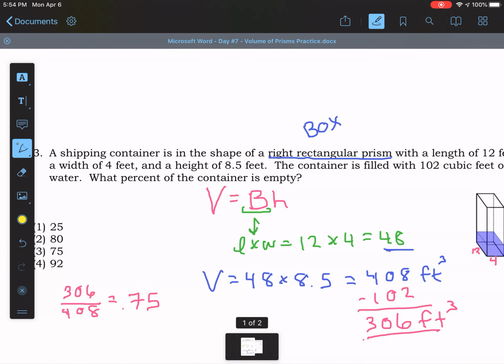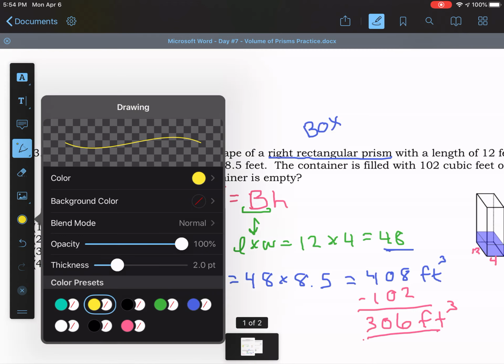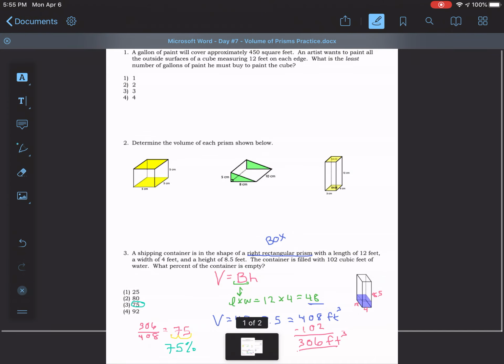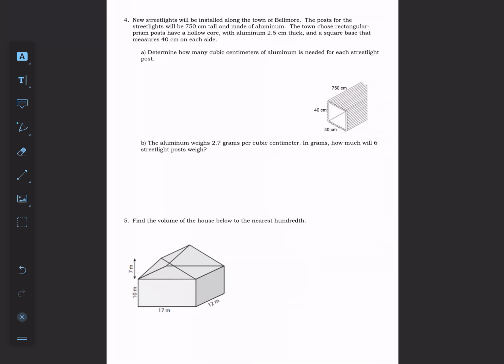So now to get the percent, we're going to do the 306 divided by the total amount of the container, which was 408. If you do that in your calculator, you're going to get 0.75. Then to convert this into a percent, you just scoot the decimal point over 2 spaces to the right. So we end up with 75%. So 75% of the container is empty.